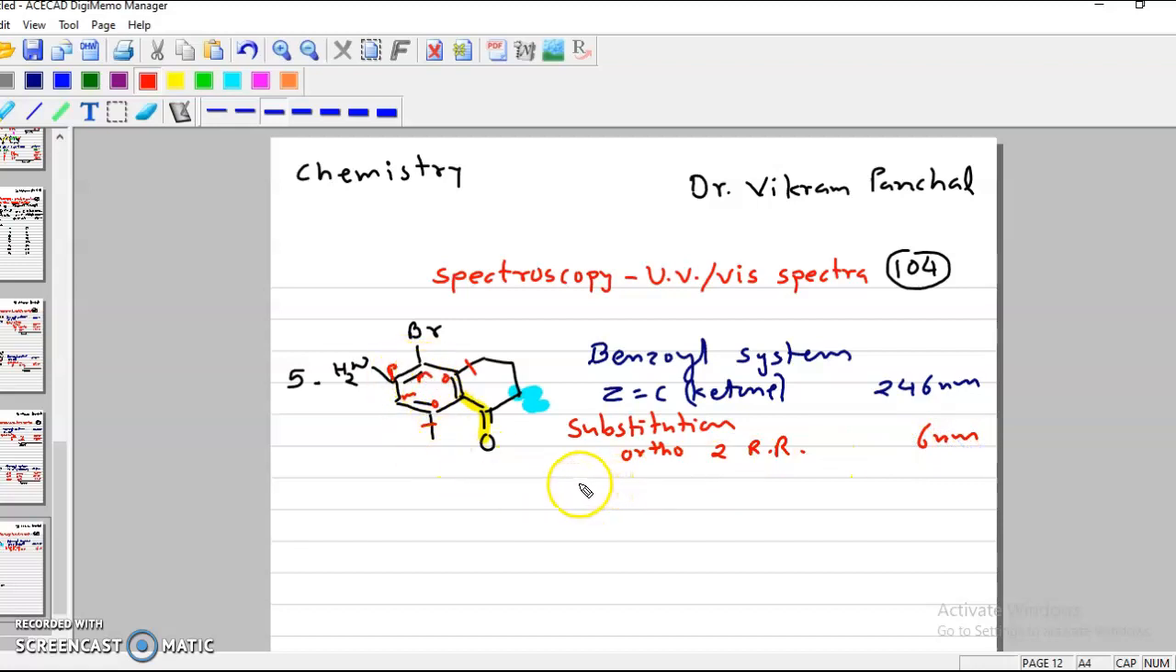Next is meta. At meta you will find only bromine. Bromine is present at meta position, and for that we will add 2 nanometer. Next is para. At para there is only one substitution, NH2 group. When NH2 is present at para, we will add 58 nanometer. Then make a total of this, and you can find out lambda maxima.